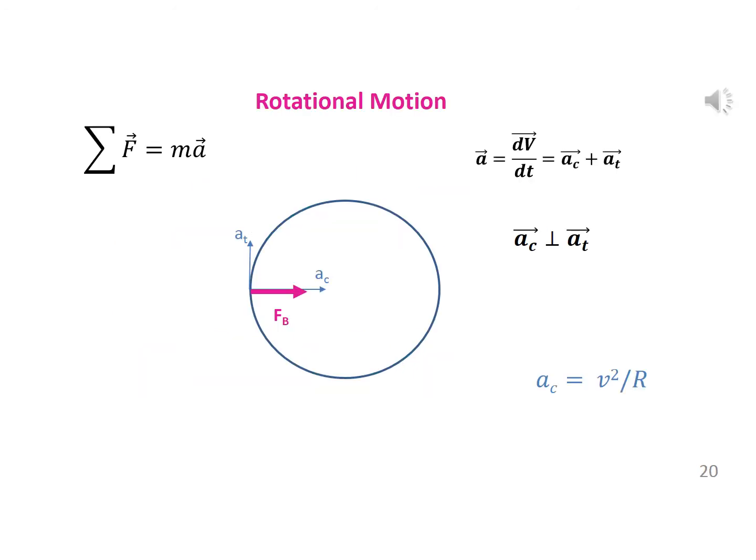In rotational motion, we have sum of forces equals ma that can be applied. But remember that we have two types of accelerations, A centripetal and A tangential. The centripetal acceleration is directed along the radius of the circle, and the tangential is tangent to that circle, and they are perpendicular to each other. Now, A centripetal has a formula. It is defined by V squared over R, where V is the instantaneous speed and R is the radius of the circle, or the radius of curvature of the circle.